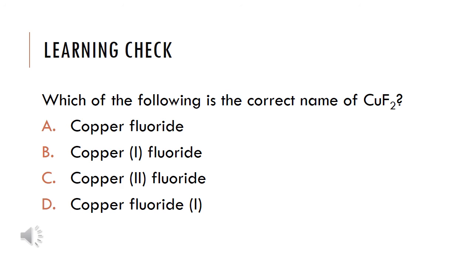Okay, do you have an answer? The answer here is C, copper 2 fluoride. Remember that fluorine is in group 7A and forms a 1 minus charge. If there are 2 fluorines in the compound formula, then copper must have a 2 plus charge. You can figure this out using the equation. Once again, the correct answer here is C, copper 2 fluoride.